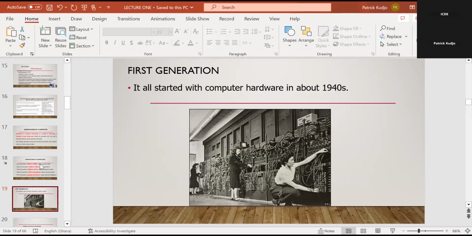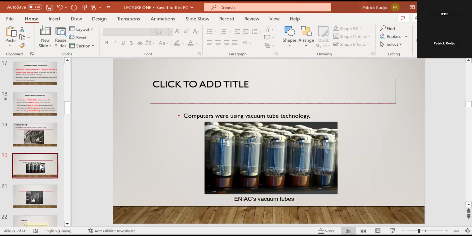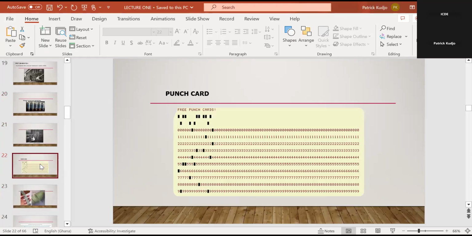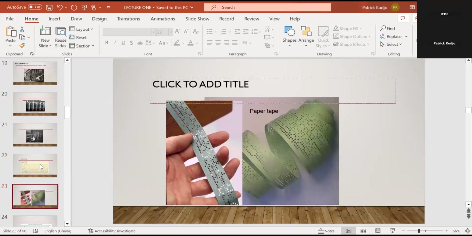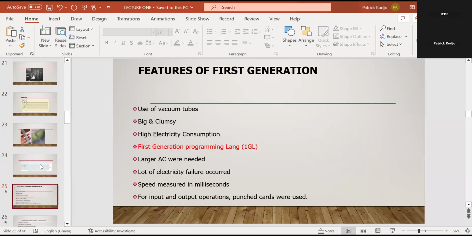So this is a picture depicting the first generation. These were the vacuum tubes that were used, and the punch cards and paper tape that were used as input and output operations. Remember, I'm not saying input and output devices; they were used as input and output operations. These are some of the features of the first generation. Vacuum tubes were very big and consumed a lot of electricity, so the failure level was high. The speed was measured in milliseconds.